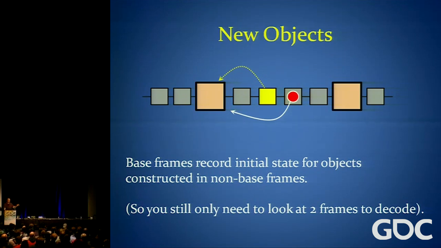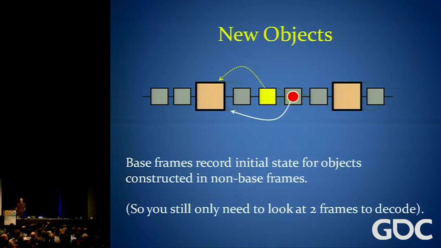It still only takes 2 frames to decode regardless of what objects you create or destroy. If you destroy an object, you just don't really worry about it, because the way that it works is we start at the target frame, and so if the object doesn't exist there, we won't try to diff it at all. If it exists in the base frame, we just ignore it.